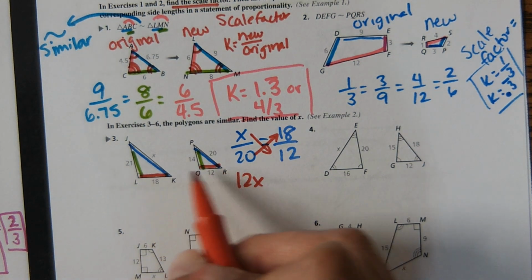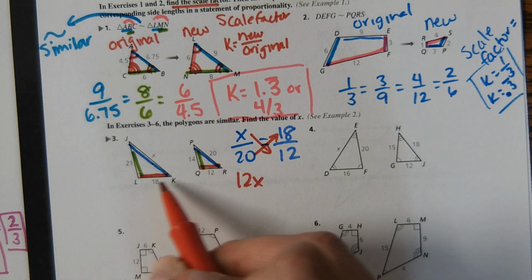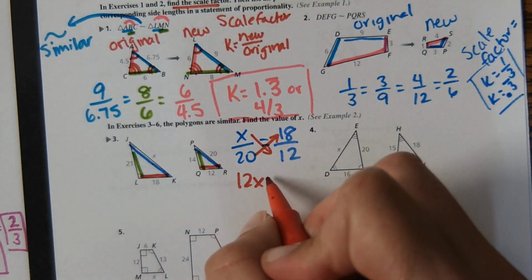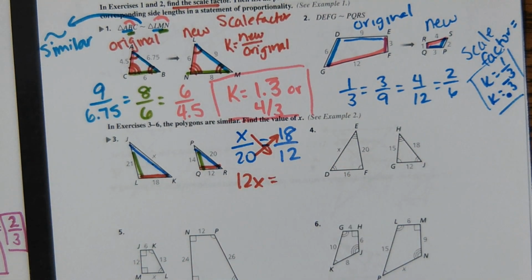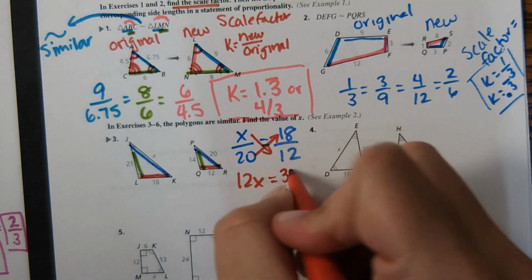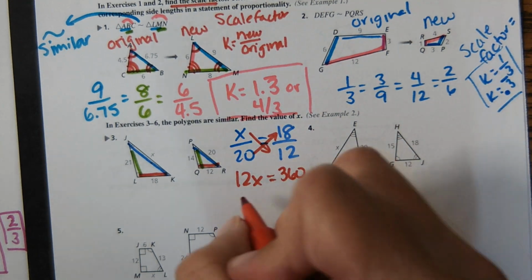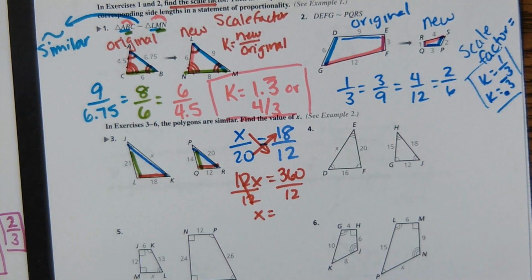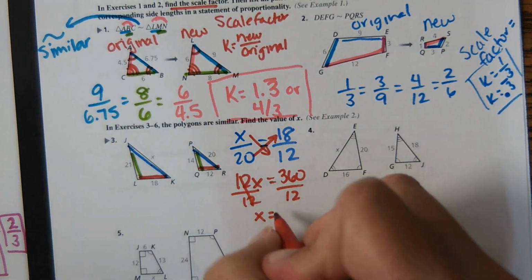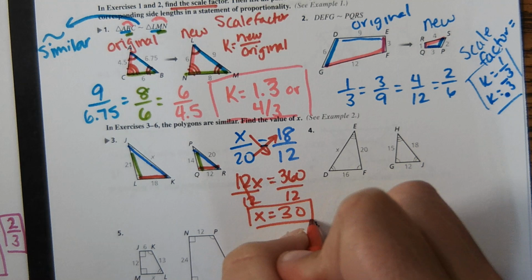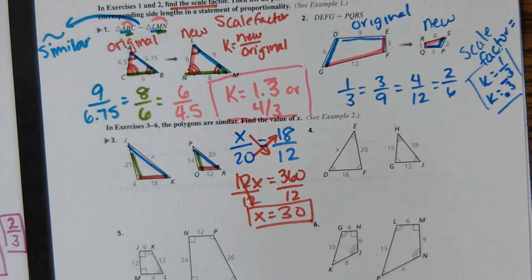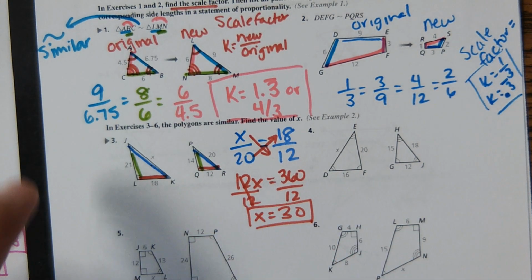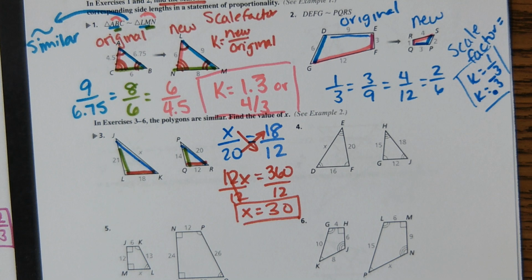So I did first to second, so x over 20. So I had to do 18 over 12. And then 20 times 18 is 360. Divided by 12. And x equals 30. Notice that there's another set of corresponding sides I didn't even use. I could have used those, I would have gotten the same answer.